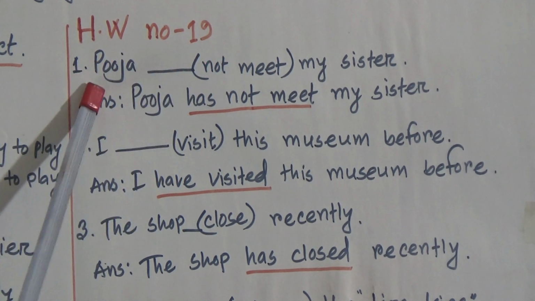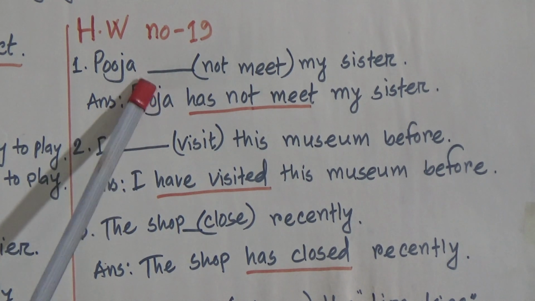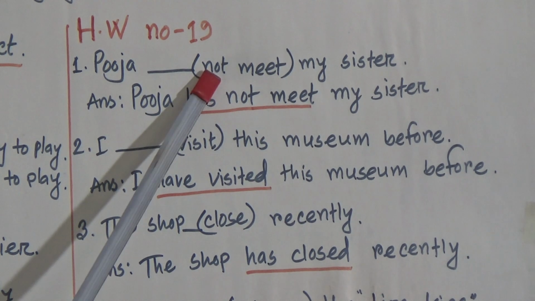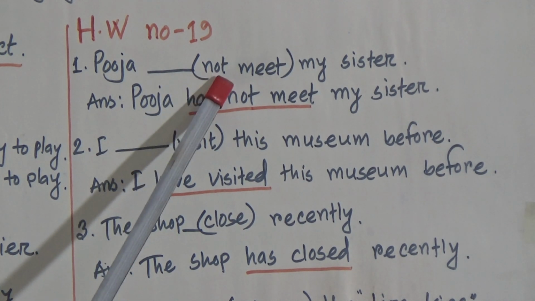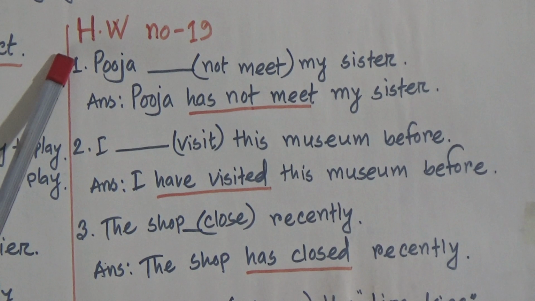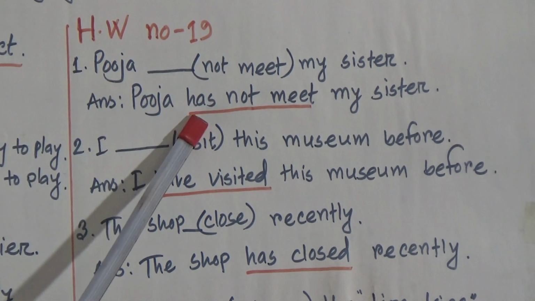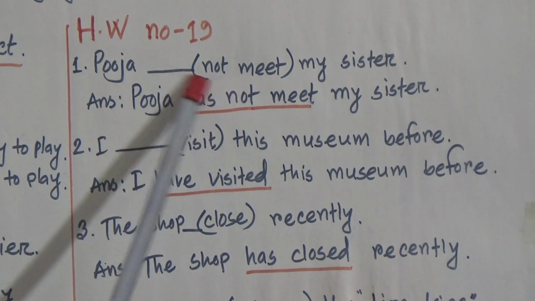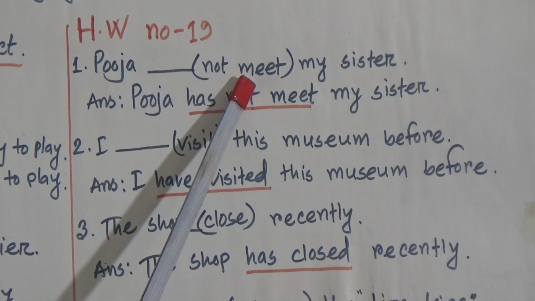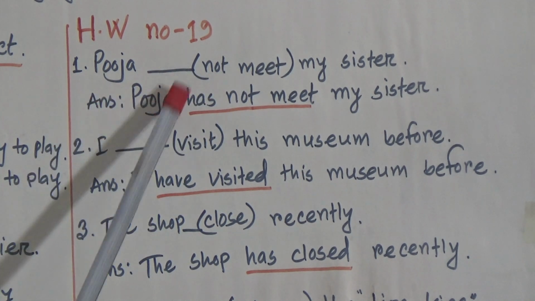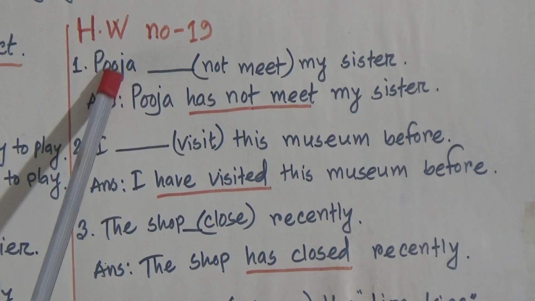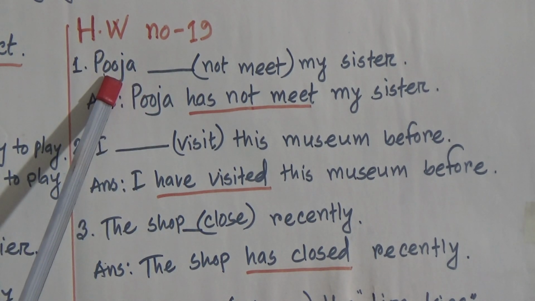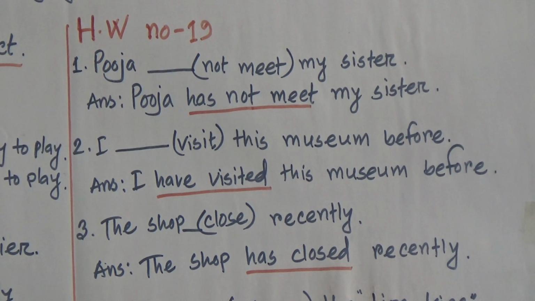Puja have not meet my sister. Dear students, you may see that here not is also used. That means we have to turn this sentence into present perfect tense along with its negative meaning. Here not is written. You know that Puja is a name, so it's also third person singular number. So we have to use the singular verb has.